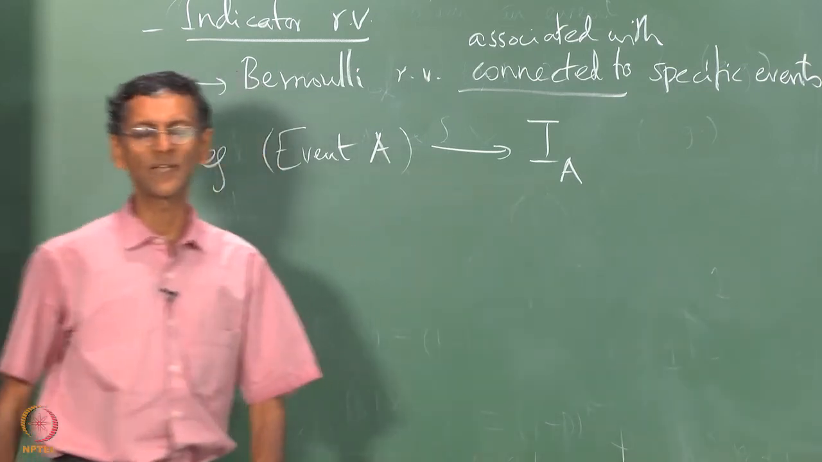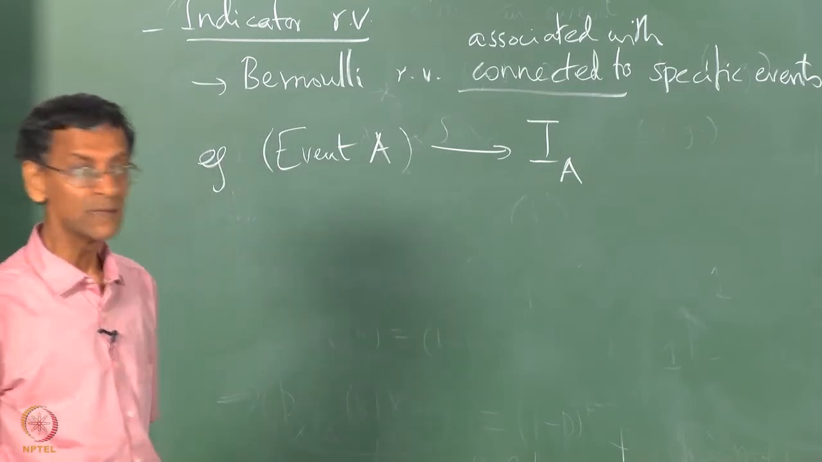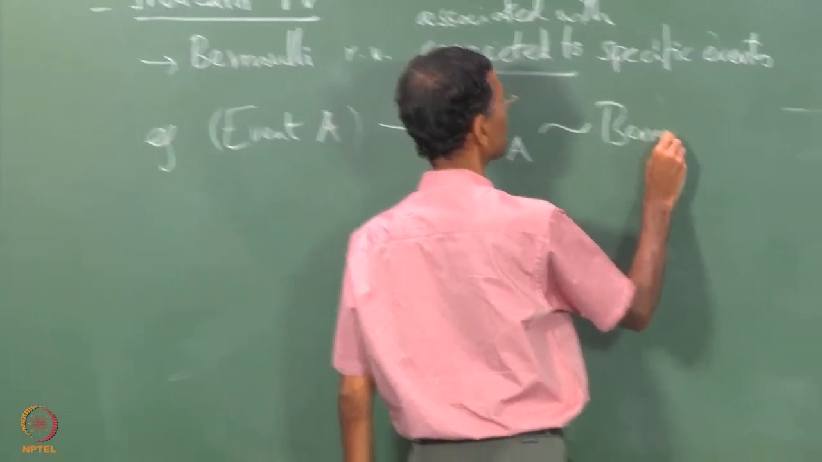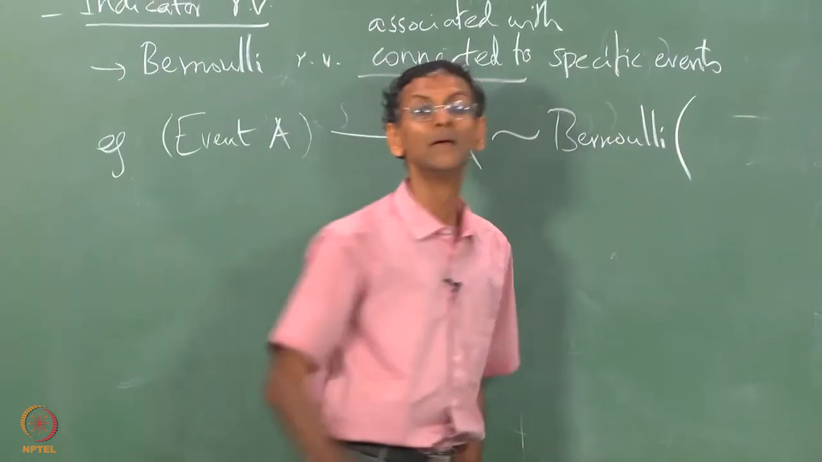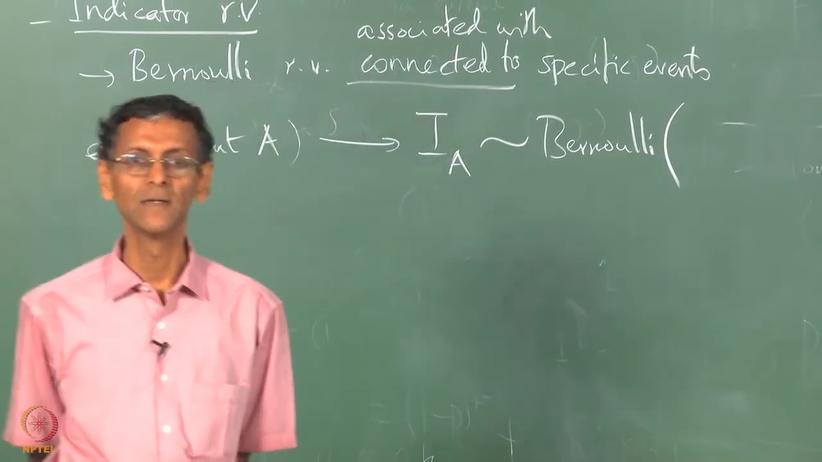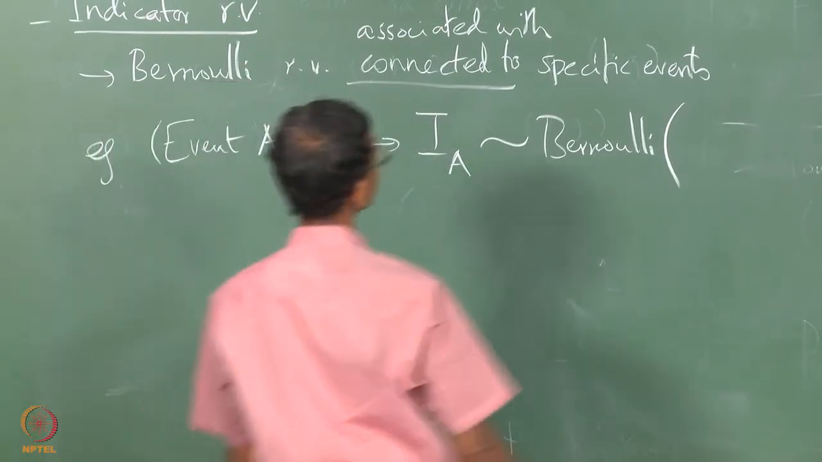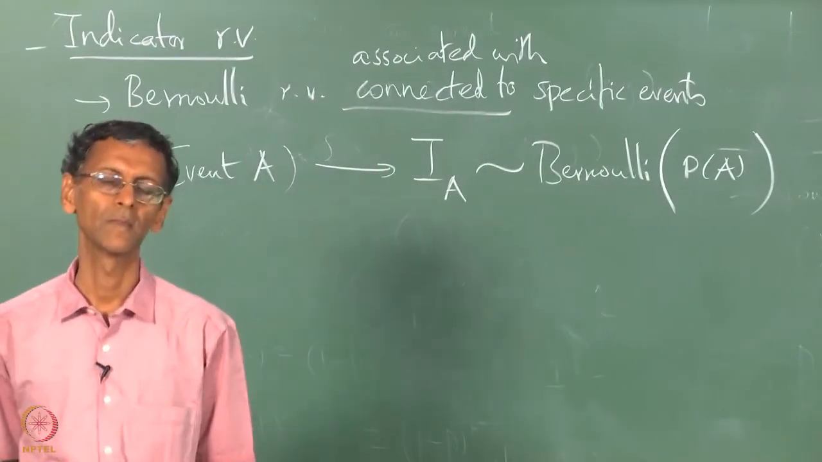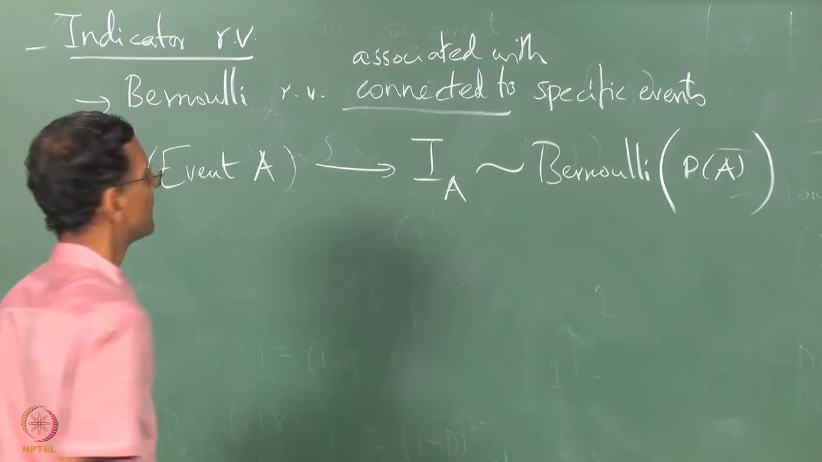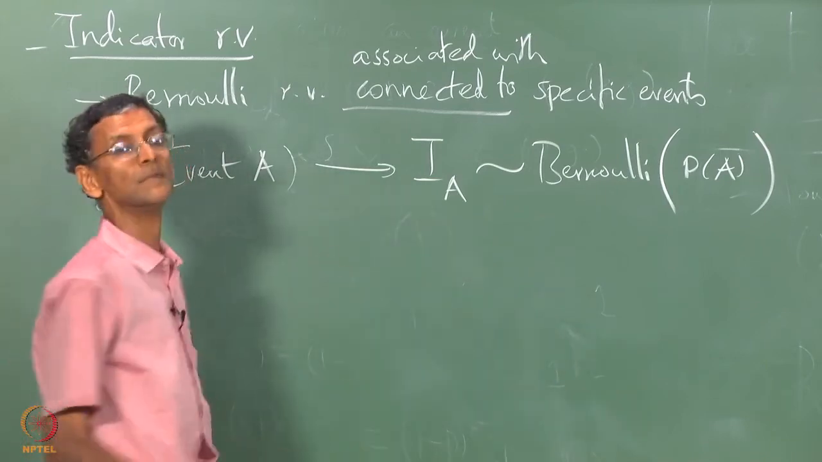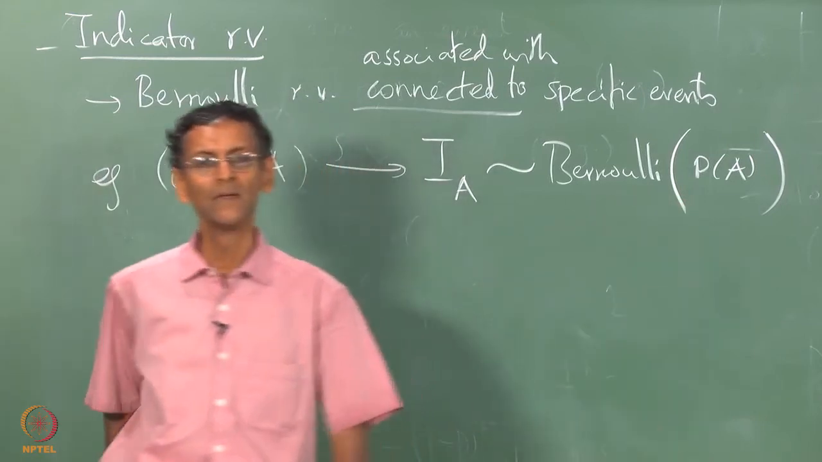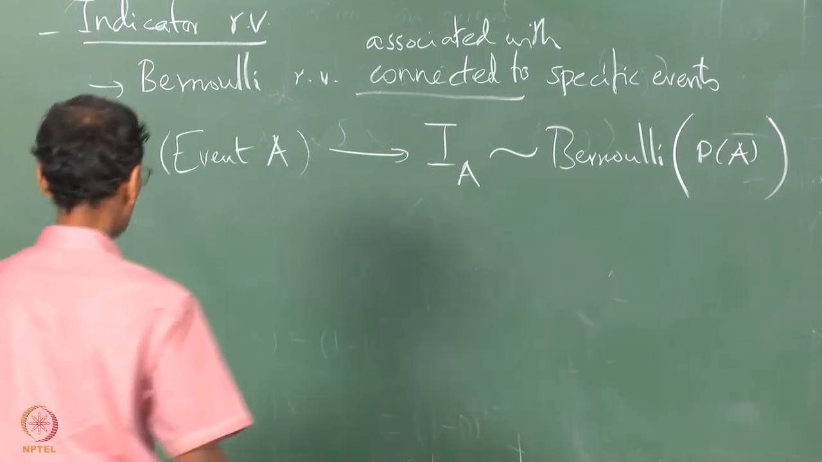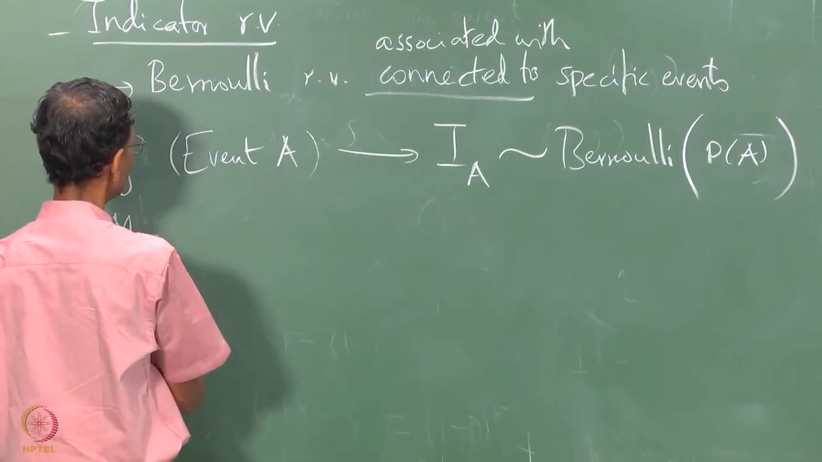So, what do you want of this IA? You want it to be Bernoulli with what parameter? What is the success parameter of this Bernoulli? P of A. So, the probability that IA is 1 is exactly P of A, and the probability that IA is 0 is 1 minus P of A.